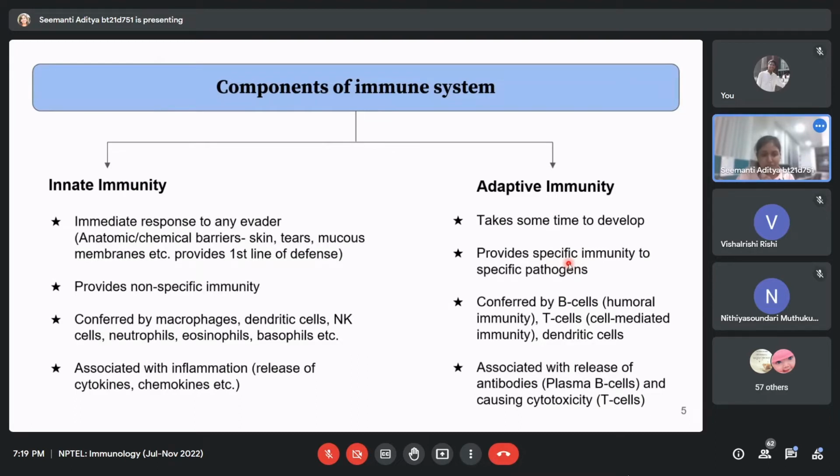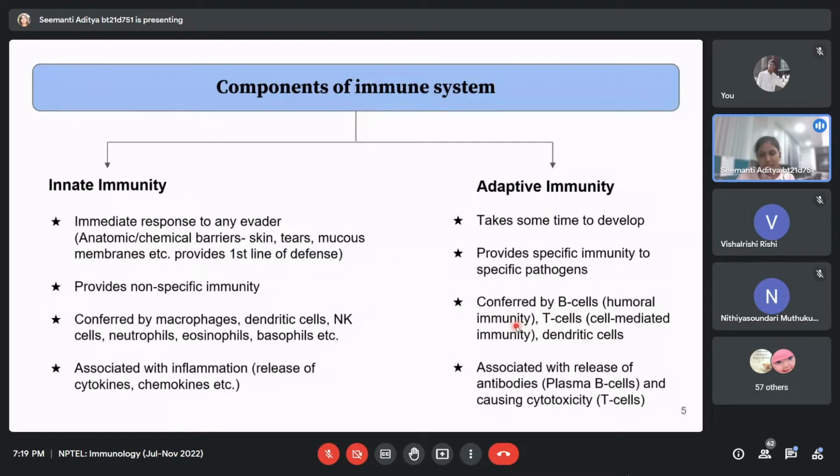We say that if you get chickenpox once in your life, maybe you will not get it again anytime soon. This is because your adaptive immunity produces a specific immune response against those pathogens which are remembered by your system, and those memory T cells and memory B cells help in fighting the pathogen later on in your life. Now, adaptive immunity is conferred by two kinds of cells, basically the B cells.